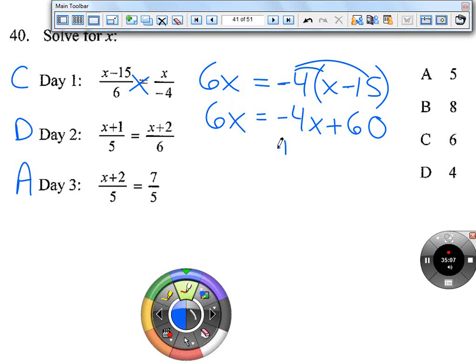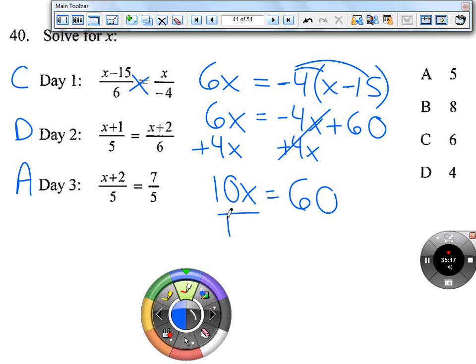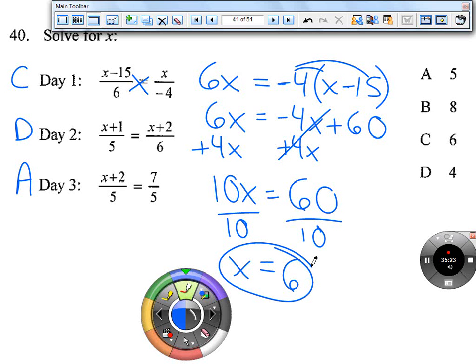And then we want to get our x's together. So probably a good idea to add 4x. So we add 4x. So that'll cancel that out. That'll be 60. So it'll be 10x. And then divide by 10. Divide by 10. X equals 6. So 40C, yep.